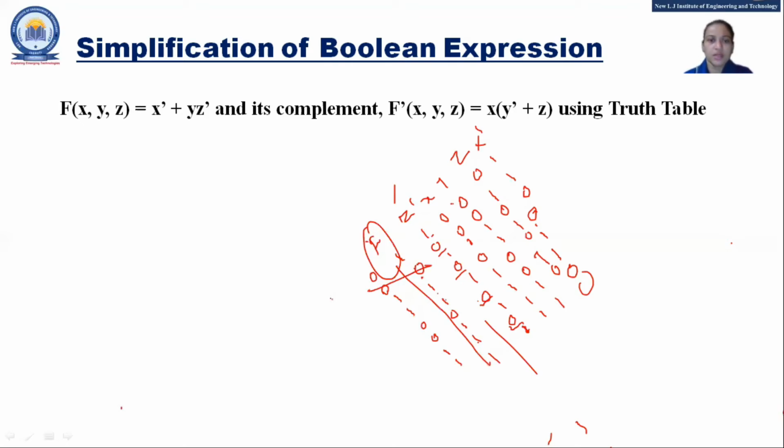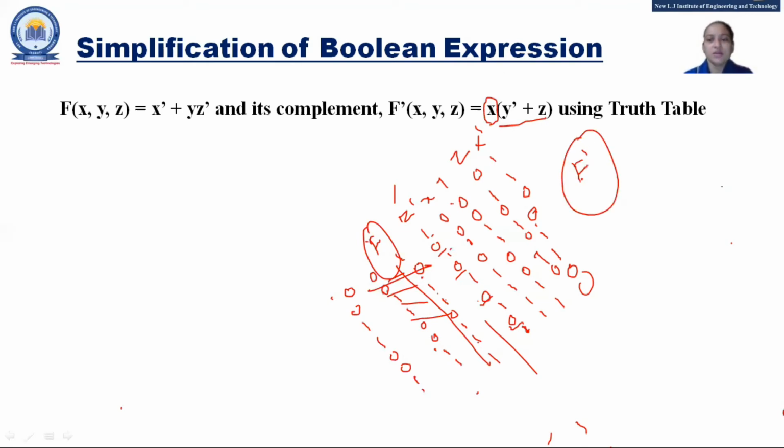Now here, 0 1, that is 0 0 1 1, that is 1, 0 1 0, 0 1 1. Now 1 1 0 0 0 1 0 1 1. So this is how we have solved the function f dash. First we found the y dash plus z, and we multiplied the result with the x. So f dash we have found.